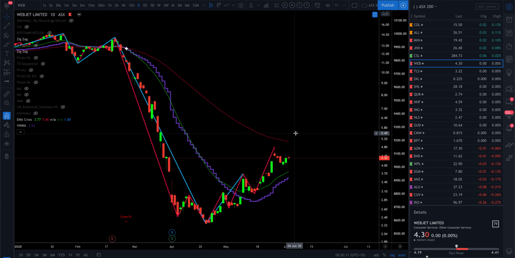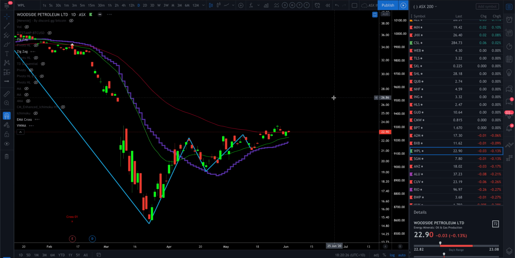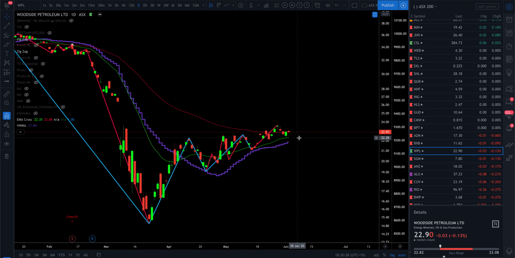I mean, with the restrictions and travel and whatnot, what's been announced to the public for easing up for travel or lessening of restrictions around Australia, it's obviously positive for them. Woodside Petroleum, seeing the oil, you can see they're sort of consolidating around here. Could be looking like a setup for a buy very soon.